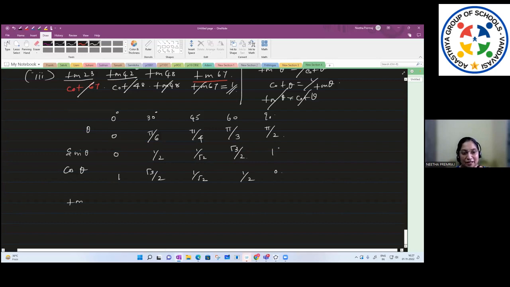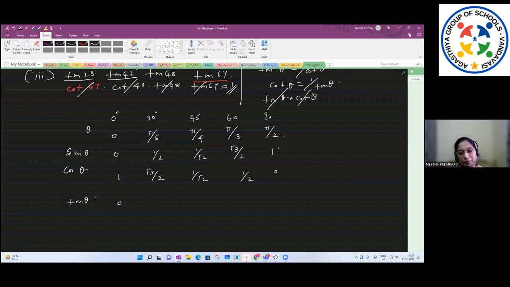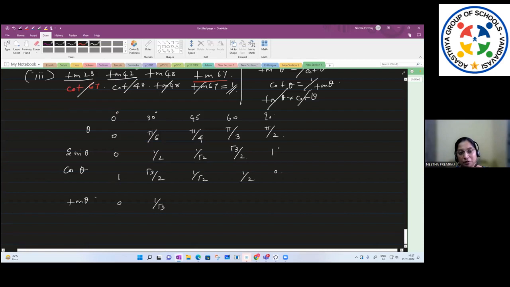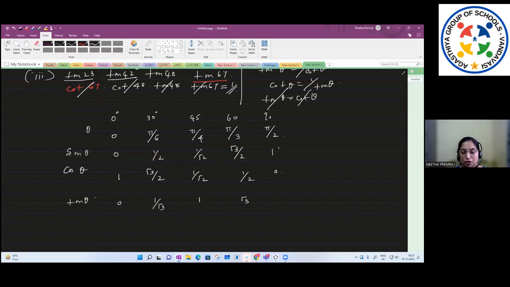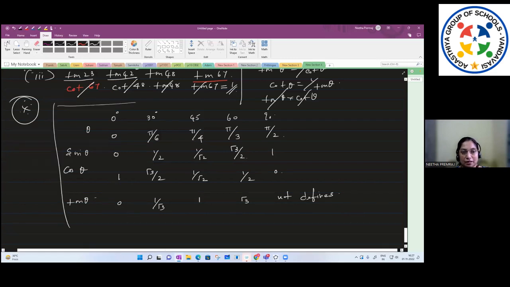Then for tan, I told you, tan is sine by cos. 0 by 1 is what? 0. Half by root 3 by 2 is what? 1 by root 3. That way, if you don't remember, you can do it this way. And this is root 3, and 1 by 0. There is no such number, so it is not defined. So these basic angles you should know. These are all very, very important. You should know this.